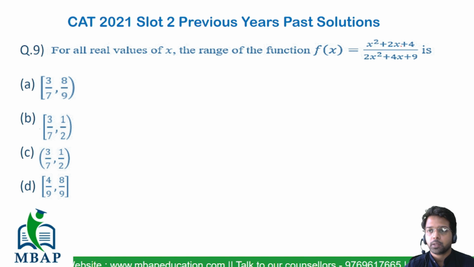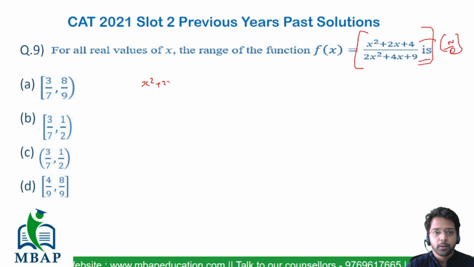Clear? Now let's assume this given fraction in the form of n by d. Whenever you get a question in which you have to find the range of the given function, the first thing that we need to do is to draft the numerator and denominator in a similar format. The numerator is x squared plus 2x plus 4. This is something that we can rewrite as x plus 1 the whole square plus 3. On the other hand, the denominator is 2x squared plus 4x plus 9. Let's redraft this in the form of 2 times x plus 1 the whole square plus 7.